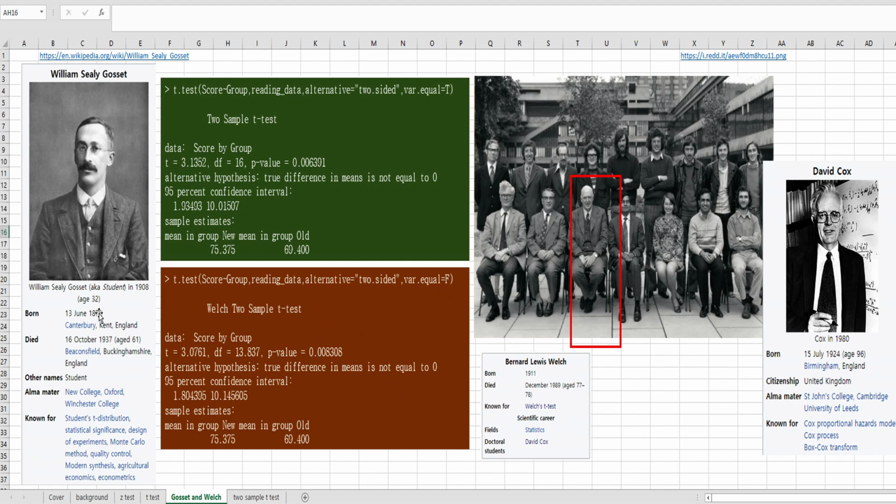This is Gosset's portrait in Wikipedia, and this is the picture I found on this website. Welch's doctoral student is David Cox, who is known for the Cox proportional hazards model and the Box-Cox transformation. Let me show you how to get these t-test outputs in Excel.